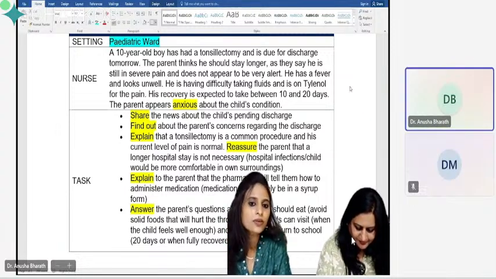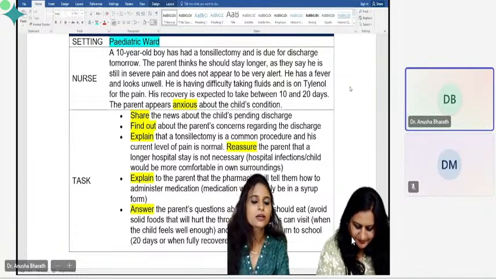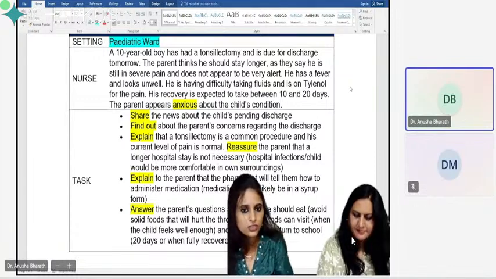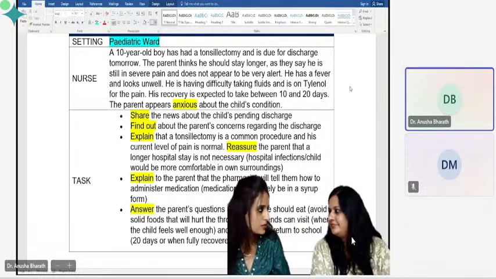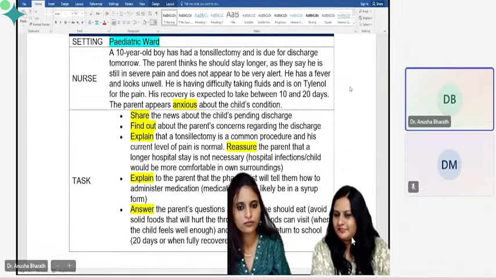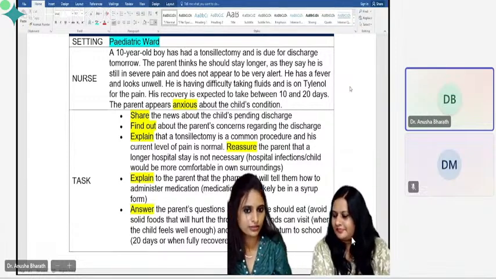So here, what we did was, I hope you've all followed this conversation right now. I started the conversation because I'm the nurse, and the ending happened because the time is up, and we've completed all the tasks.